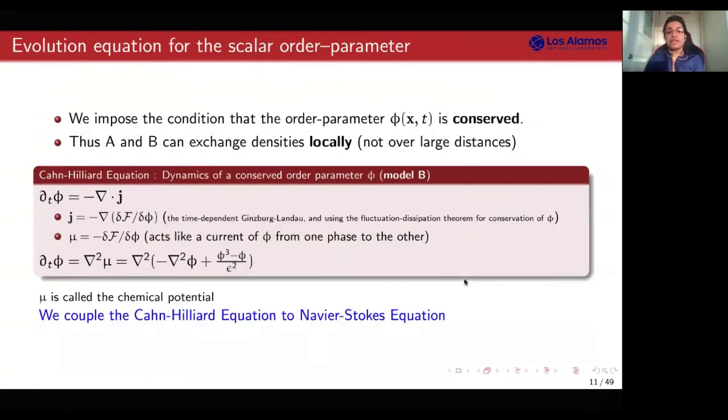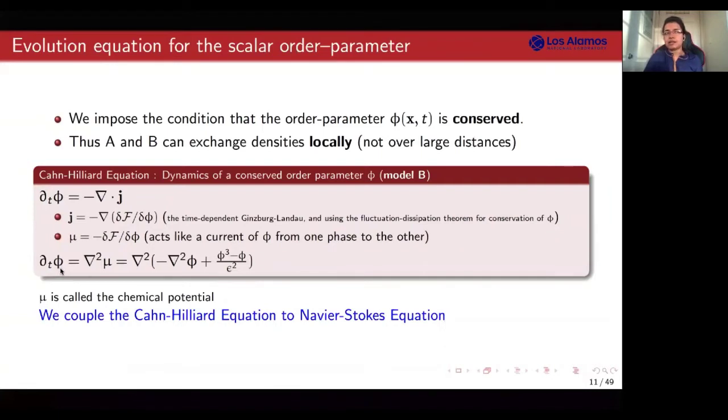So now that we have an initial condition for phi, which is tanh, we need an evolution equation. So we impose the condition that the order parameter phi is conserved. And basically this means that the two fluids can exchange densities only locally. Now for a conserved order parameter field, again going back to non-equilibrium statistical mechanics, the evolution equation is the Cahn-Hilliard equation, or what is more commonly known, model B. So this Cahn-Hilliard gives the evolution for phi.